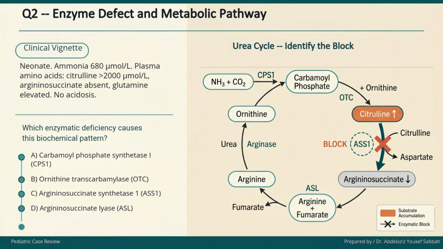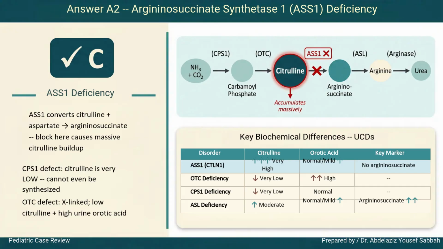Case 2. A neonate has an ammonia level of 680 micromoles per liter. Plasma amino acids show citrulline above 2,000 micromoles per liter, argininosuccinate absent, and glutamine elevated. There is no acidosis. Which enzymatic deficiency causes this biochemical pattern? Option A, carbamoyl phosphate synthetase 1. Option B, ornithine transcarbamylase. Option C, argininosuccinate synthetase 1. Option D, argininosuccinate lyase. The correct answer is option C, argininosuccinate synthetase 1 deficiency.